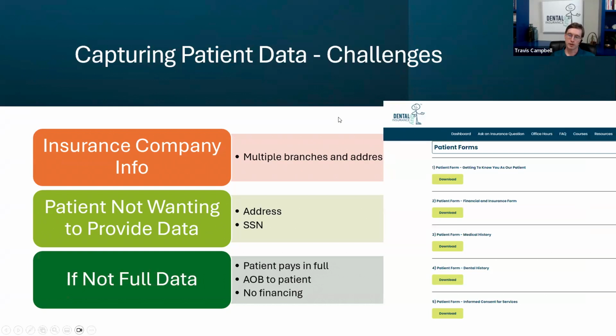So if you want, go to the patient form section, and there's plenty of forms on there. The financial and insurance form is kind of the main one that has that waiver on there of, well, if the patient will or will not give you Social Security number.